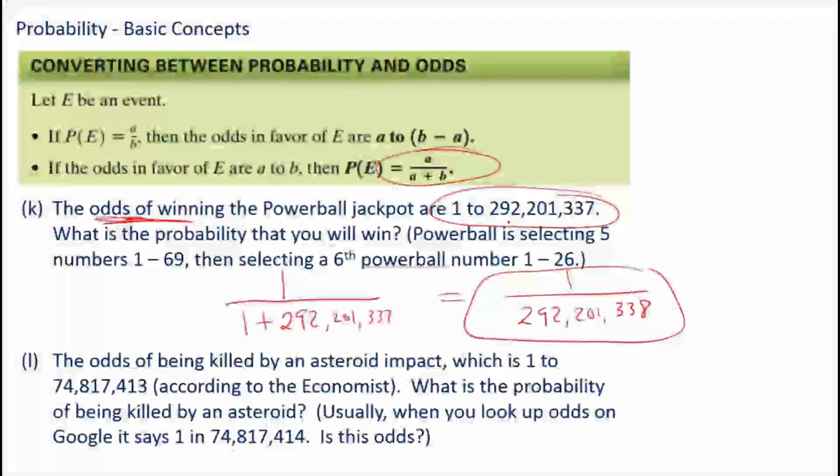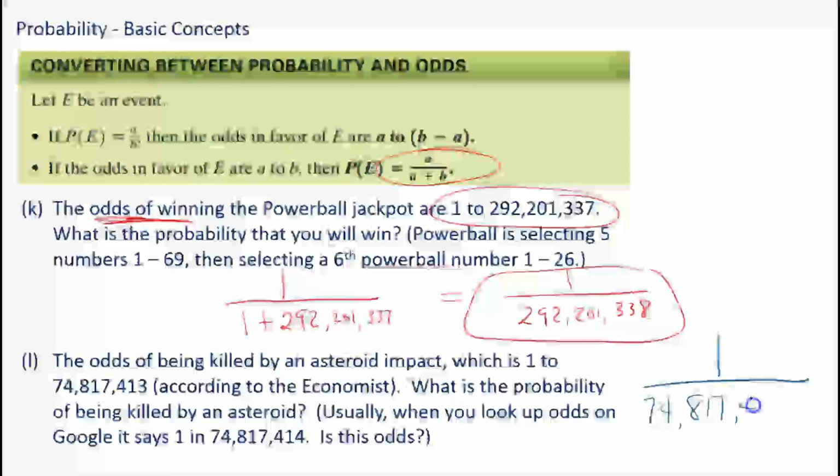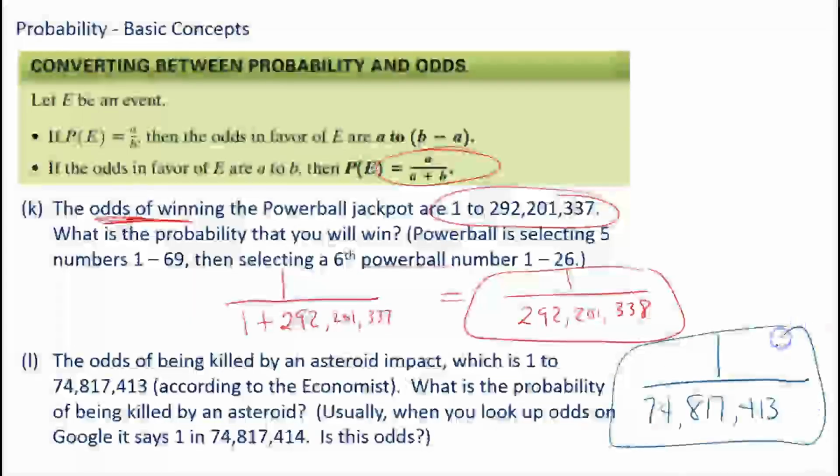I thought the next one was, it's amusing, okay? It's not cute. It's amusing, though. It says the odds of being killed by an asteroid impact, which is 1 to 74,817,413. It says, what is the probability of being killed by an asteroid? That would be 1 in, right? This is odds, so it's 1 to this. So how do we find the denominator? We add them together again. So 1 plus 74,817,413.